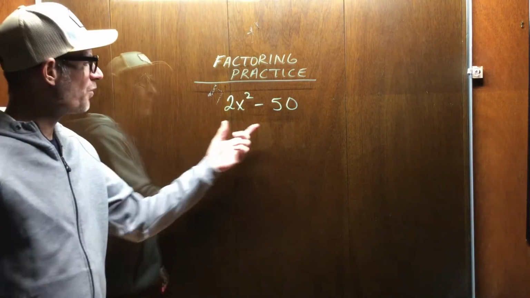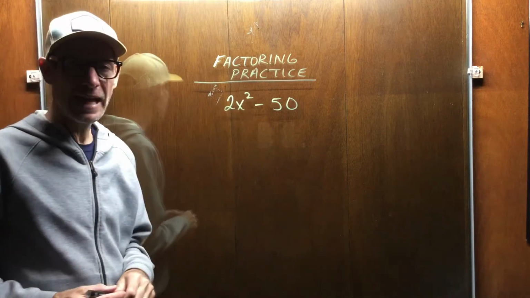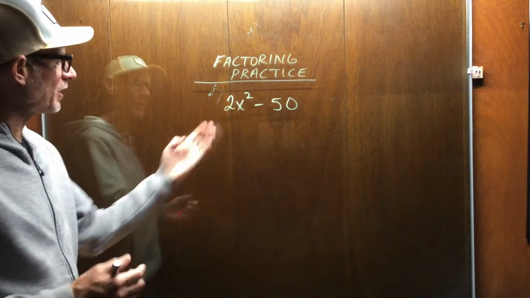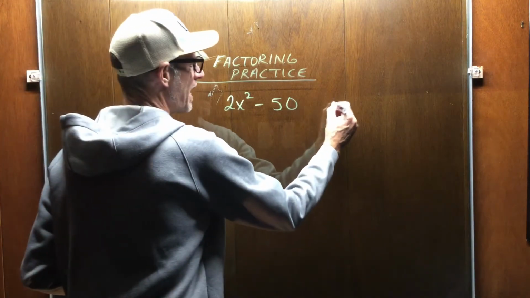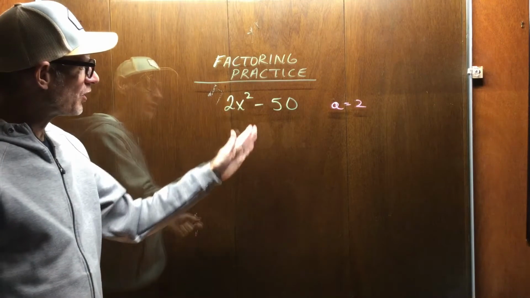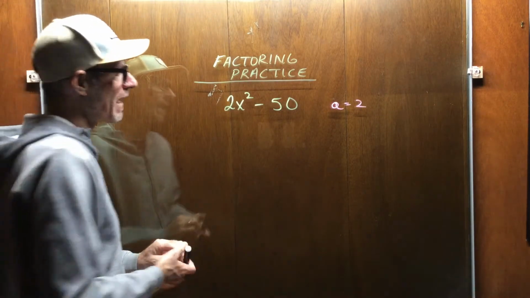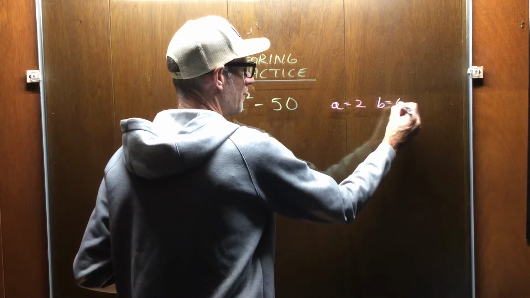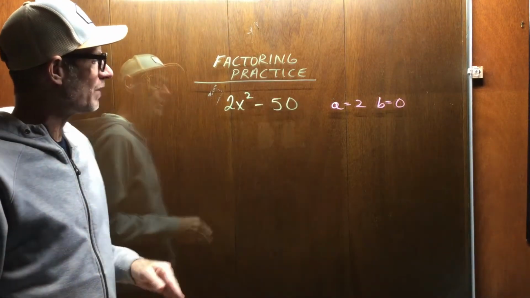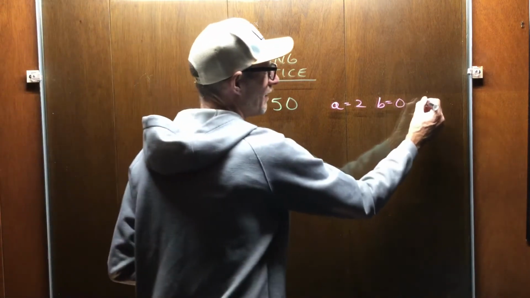In this problem, we have another binomial, and we can think of it as being in standard form. So if I find my x squared term and I look at the coefficient in front of it, my a value is 2. When I look for the x term, there is no x term. So my b value is 0. And then I have a term in the back that's not connected to an x, so that's called a constant term. My c value is -50.